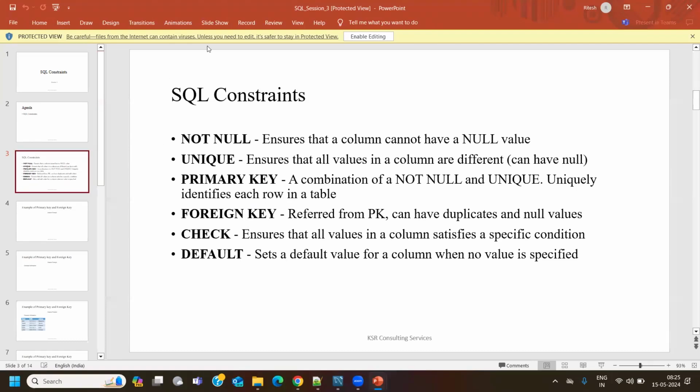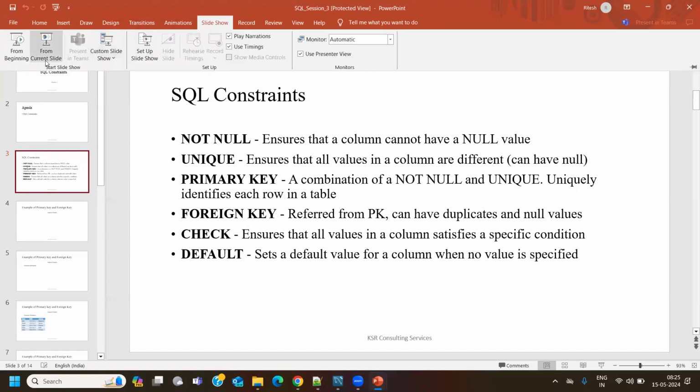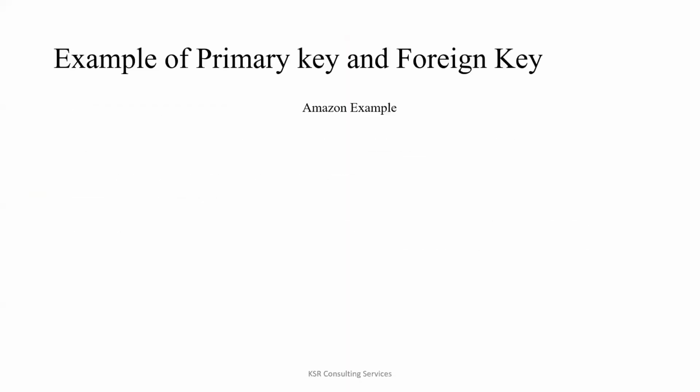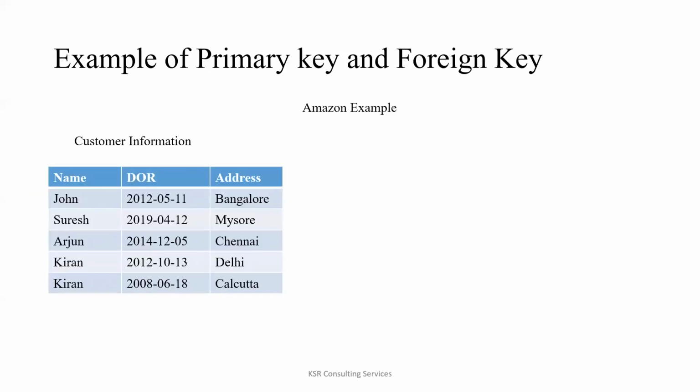Let's take a small example. Let me show you. We'll start with the primary key and foreign key explanation, and then we'll jump to the other constraints. The other constraints are very easy to understand and straightforward, but primary key and foreign key are slightly different. Now, I've taken the same Amazon example. There is a table called customer information, which has information related to a set of people who are creating an account on Amazon, on whatever date they are registering. DOR is date of register.